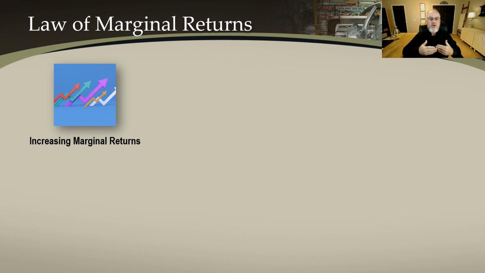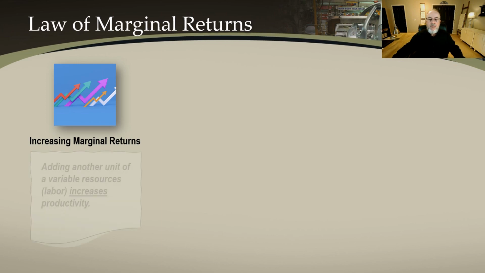So remember, margin in economics means the next one. So the marginal employee is the next employee. The marginal burger is the next burger I make. The marginal cost is the cost of the next thing that I'm measuring. All right, and so when I've got this labor and I've got my restaurant and I want to make more burgers, at some point I can add another cook and get more burgers produced in an hour. All right, that's called increasing marginal return.